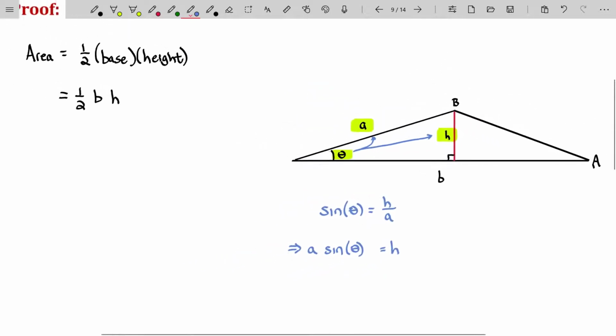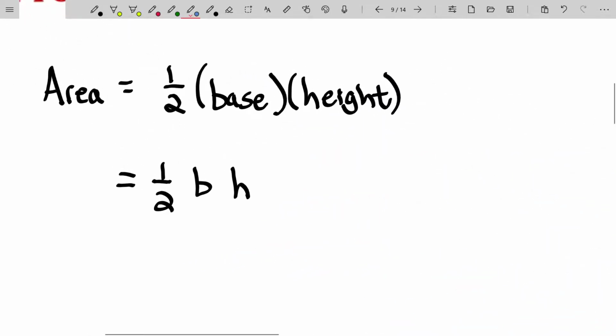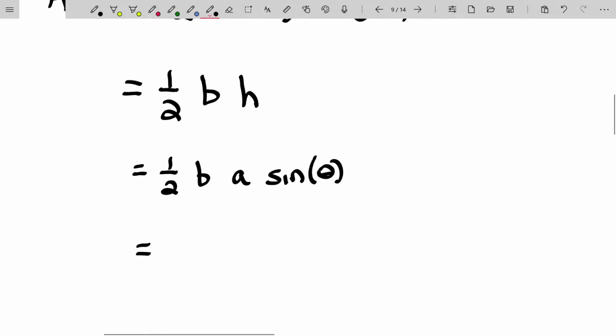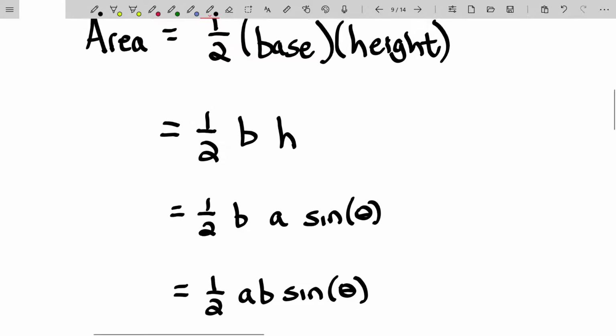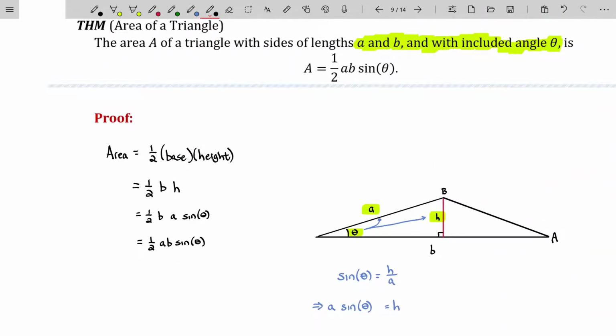So in our formula for area, which was 1/2 base times height, we could replace that height, which is H, with A times the sine of theta. Or in other words, 1/2 AB sine of theta. And that is what we wanted to prove. That's this formula right here. So QED, the proof is done.